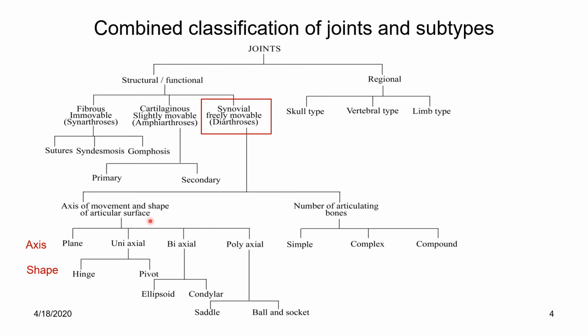Depending on the shape of the articulating surfaces, the uniaxial joint is further divided into hinge and pivot types. The biaxial joints are divided into ellipsoid and condylar types. The polyaxial joints are divided into saddle and ball and socket type of joints.